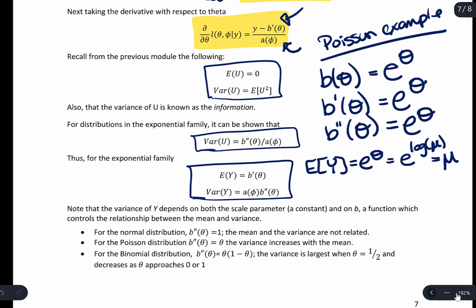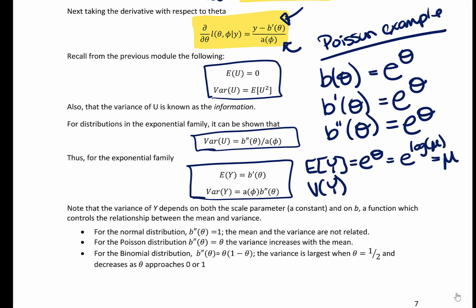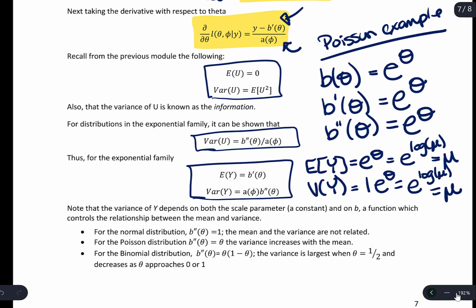Now what about the variance? In this case, if we want the variance of y, we know that's equal to a of phi times the second derivative, but remember for the Poisson distribution, a of phi is just equal to 1, so this is going to be equal to 1 times e to the theta, but again, theta is equal to log mu, so that is just equal to mu. And we know for the Poisson, the mean and the variance are equal to one another.